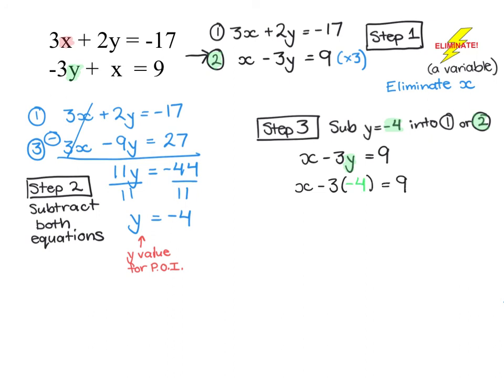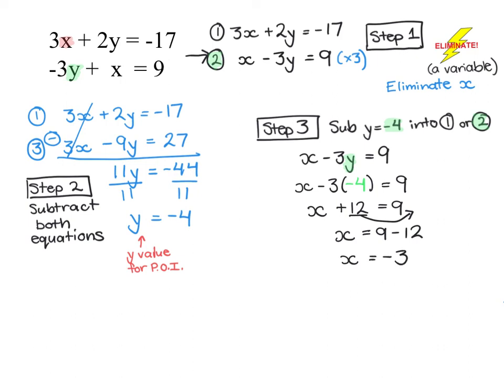Okay, let's multiply. So leave the x, and negative 3 times negative 4 is positive 12, is equal to 9. So again, leave the x as it is, but this 12 is going to get moved over to the other side. So that's going to become 9 minus 12. And x is equal to negative 3.